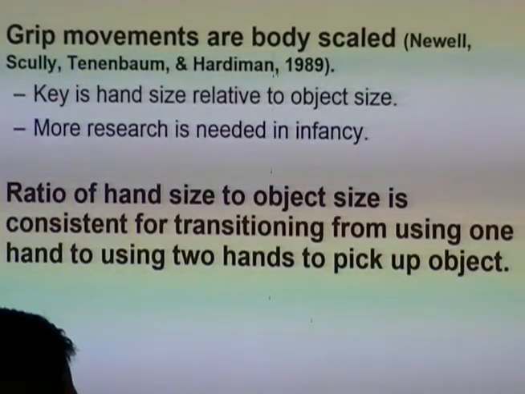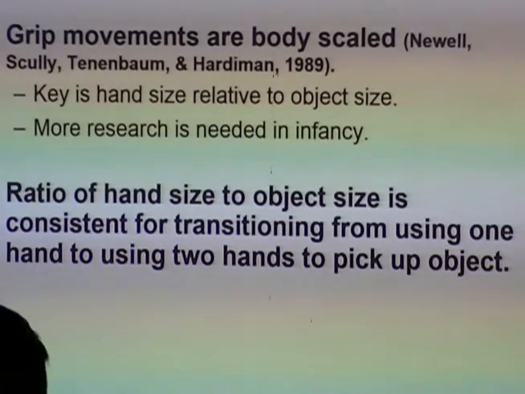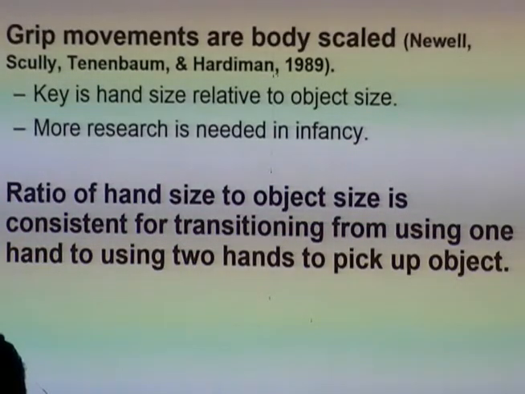But if I'm not sure about the object, then what we see is the transition from 1 to 2 depends on this ratio, and it doesn't matter whether I look at 5-year-olds or whether I look at 25-year-olds. The ratio is the same. Right? Now the hand of the 5-year-old's a lot smaller, so they're going to use two hands for an object that's smaller than an adult, but the relationship between the hand and the object is the key.